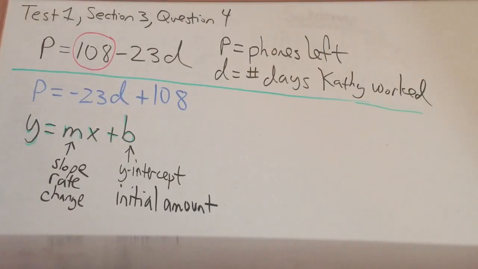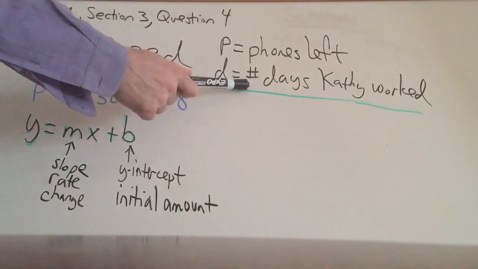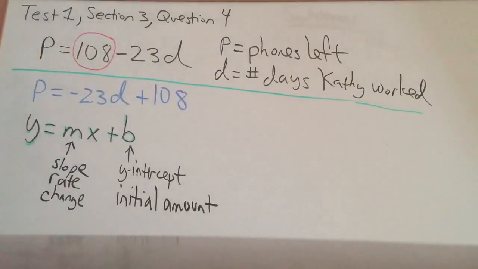It says Kathy is a repair technician for a phone company. Each week she receives a batch of phones that need repairs. The number of phones that she has left to fix at the end of each day can be estimated with the equation P equals 108 minus 23D, where P is the number of phones left and D is the number of days that she has worked that week. What is the meaning of the value 108 in this equation?